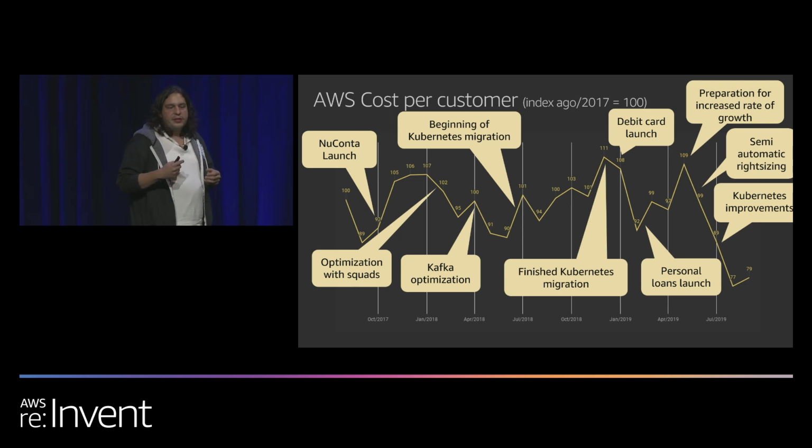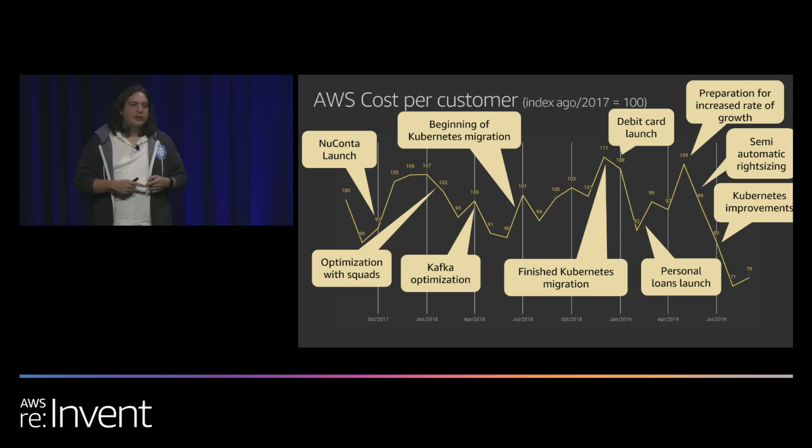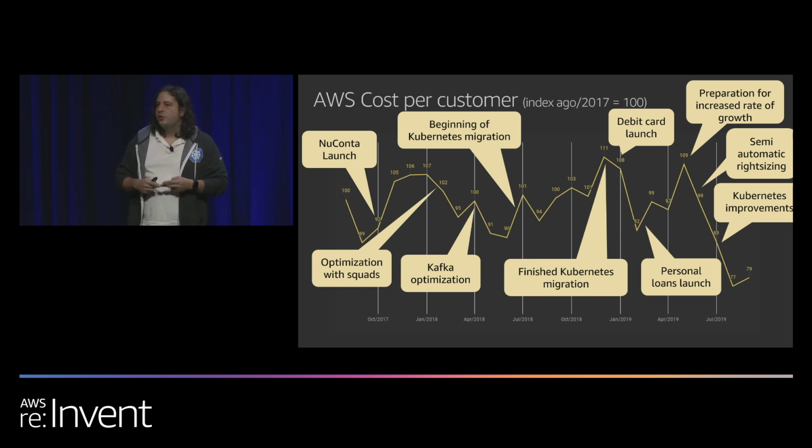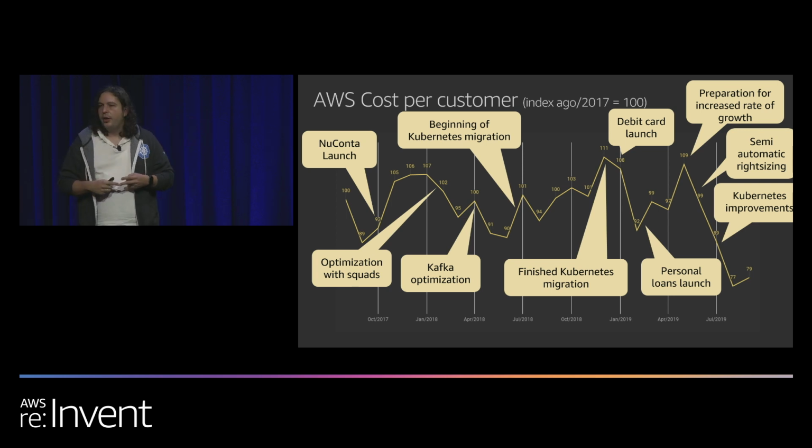So you can see on the far right of the screen that there's a big change in the slope of the curve. And this is after we implemented this semi-automatic right-sizing process and these Kubernetes improvements. And we actually don't expect it to go to 0, of course, but expect to reach a new baseline, then find the future opportunities and get a new baseline afterwards.